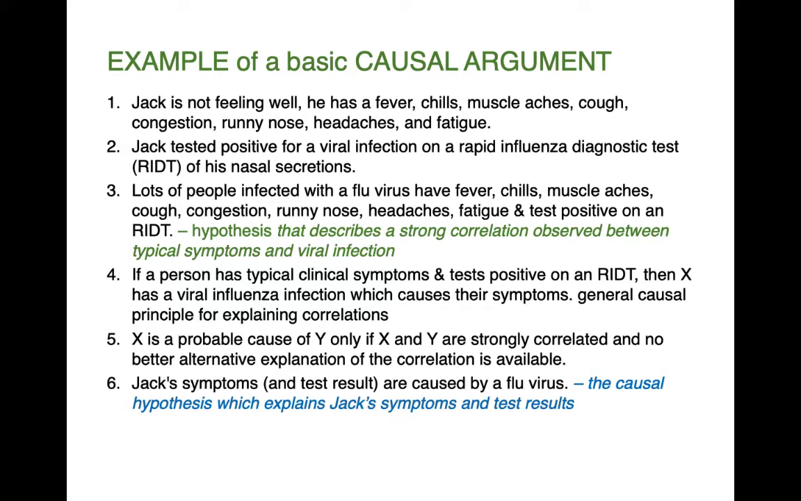This assumption, stated or not, is always essential, always implied, presumed in any argument about something being the cause of something else. So if you're going to say X is a likely cause, a probable cause of Y, you've got to include something like this. There's this strong correlation, and nothing better explains it. It isn't accidental. Number 6, Jack's symptoms and test result then are caused by a virus, a flu virus. So the causal hypothesis here is what explains Jack's symptoms and test results.